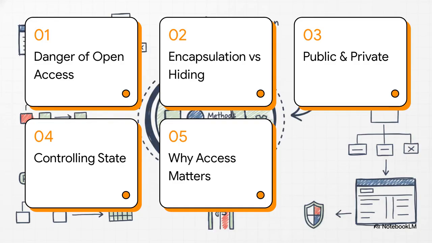To fix this, we need structured object-oriented programming. So here's our roadmap for this explainer. First, the danger of open access. Second, encapsulation versus information hiding. Third, public and private members. Fourth, controlling state with methods. And finally, why limiting access matters.